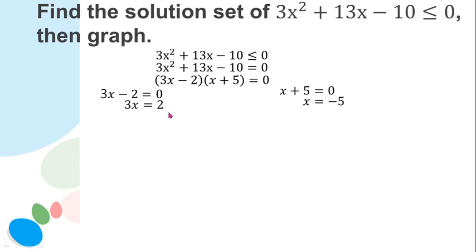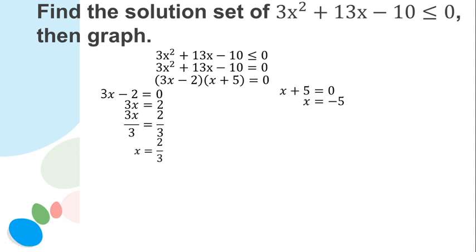And then, yes, we are going to divide both sides by 3. Therefore, we are going to have 3x over 3 is equal to 2/3. So we simplify. Therefore, what would be the value of our x? Yes, we have x is equal to 2/3. So what are we going to do with 2/3 and negative 5?